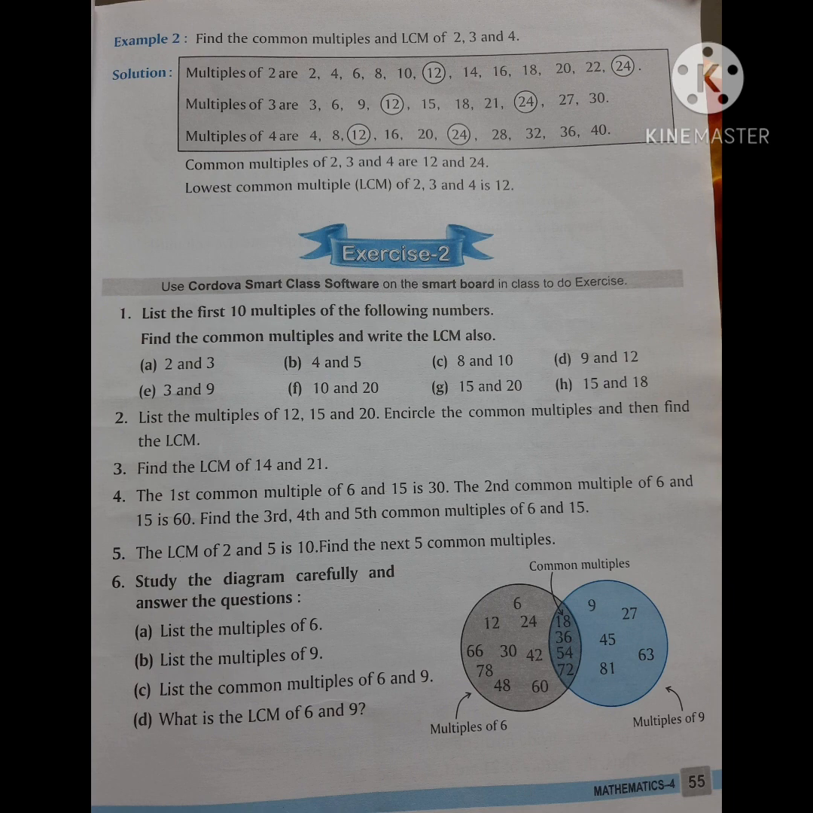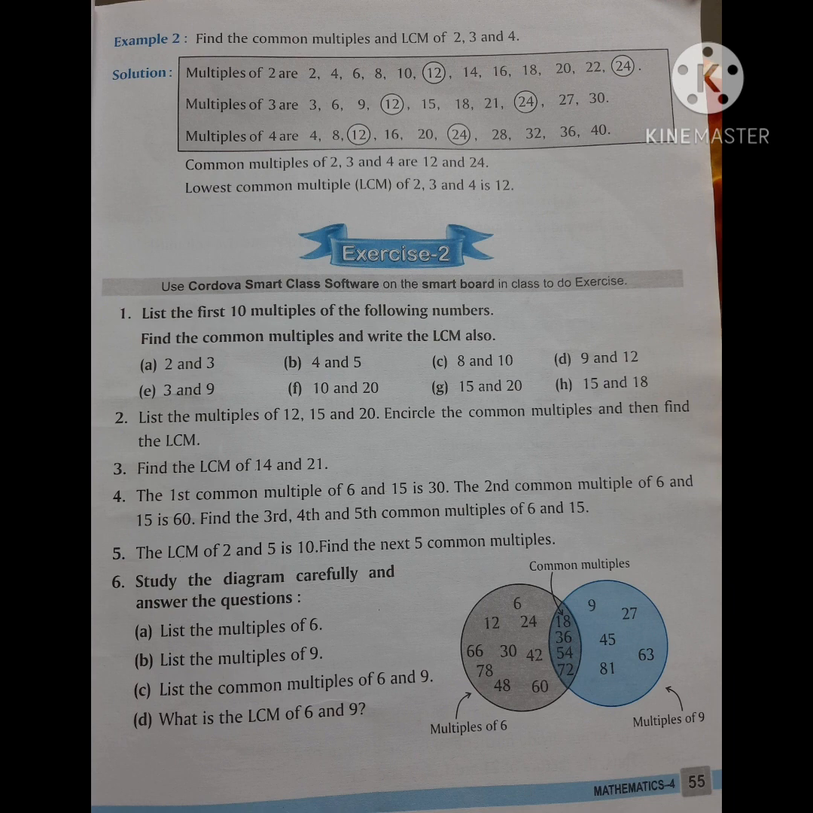Just find out the multiplication tables till 10. Then you will find the LCM, meaning the lowest common multiple. You will encircle the common multiples, then from there you will find out which is the first common multiple. That will be the LCM. The second question is, list the multiples of 12, 15 and 20, encircle the common multiples and then find the LCM. The same method.